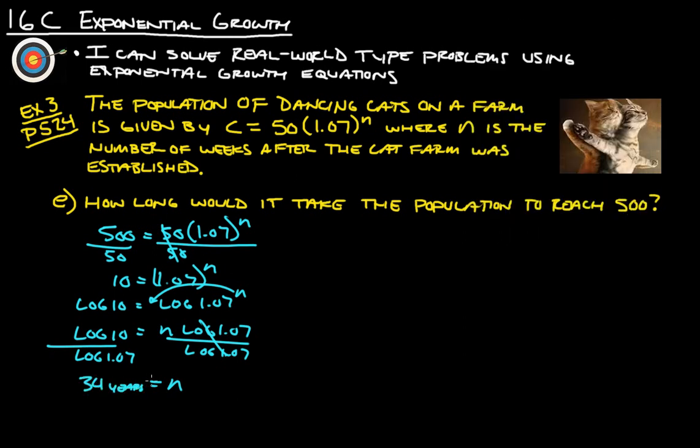years. And again, that's an about. So it should take about 34 years for it to get to about 500. Not 34 years, 34 weeks, right? Isn't it weeks? Number of weeks, 34 weeks. Sorry about that. Okay, you should now be able to say I can solve real-world type problems using exponential growth equations. If you have any questions at all, please ask. Thanks.